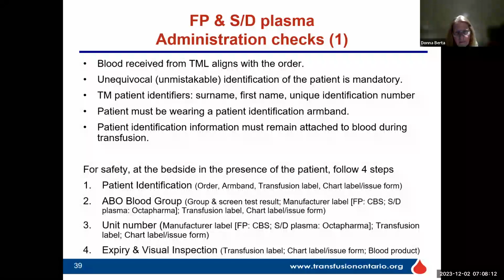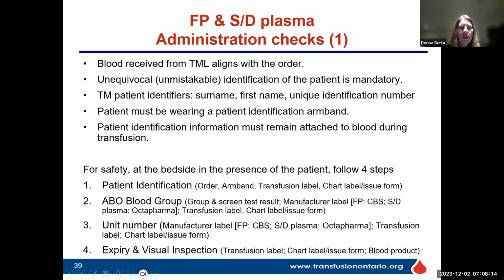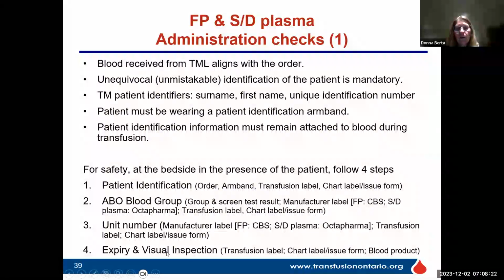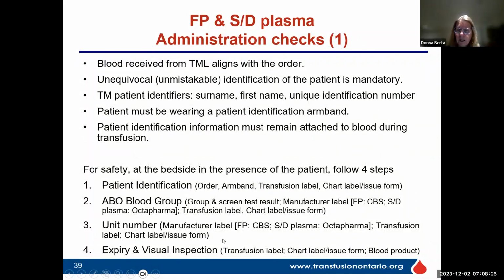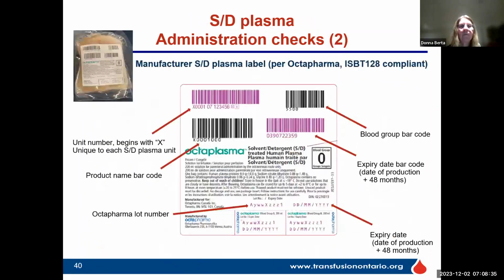And so checking blood: 4 steps, same 4 steps for plasma: patient identification, and I have in a smaller font listed where you find that information, ABO blood group, unit number, expiry, and visual inspection, those same checks. We're not going to go through the checks in detail, but we're going to look at Octapharma labeling and what's important to pick out there when checking it.